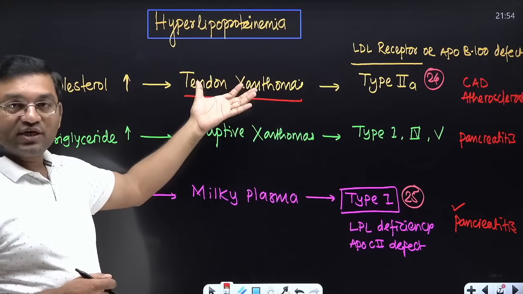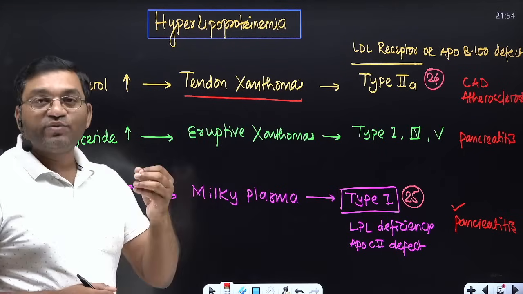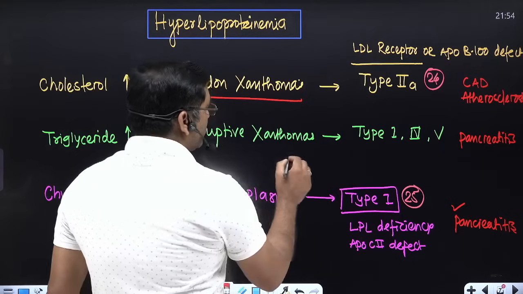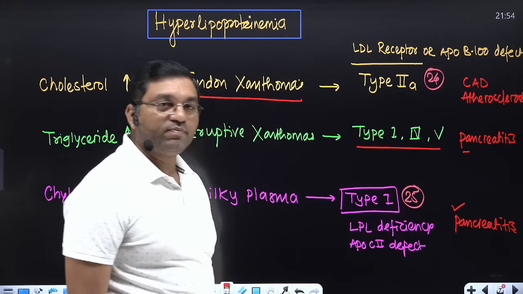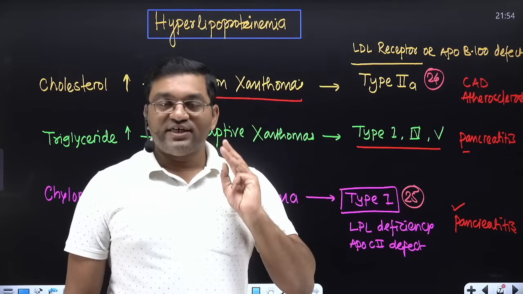कोलेस्ट्रॉल इंक्रीज होता है तो टेंडन xanthoma होता है, और ट्राइग्लिसराइड अगर बढ़ा हुआ है तो इरप्टिव xanthomas होते हैं. Eruptive xanthomas are there in type 1, 4 and 5 and they are more prone to pancreatitis. मैंने कितने याद रखने को बोला आपको? Type 1 and type 2A.